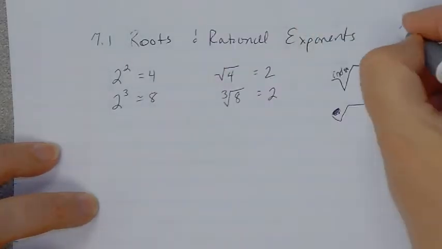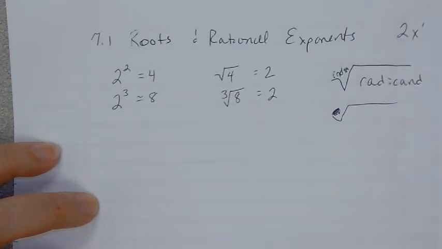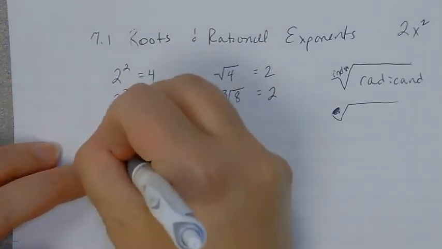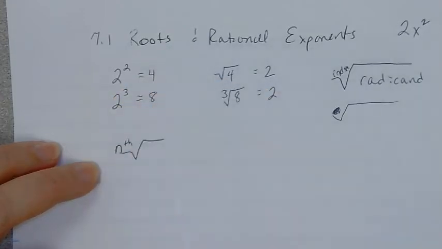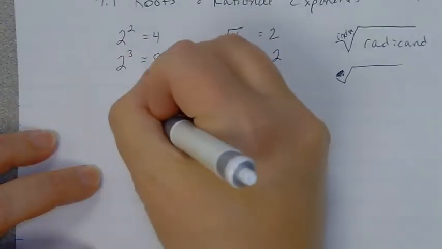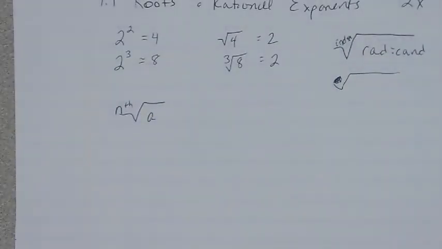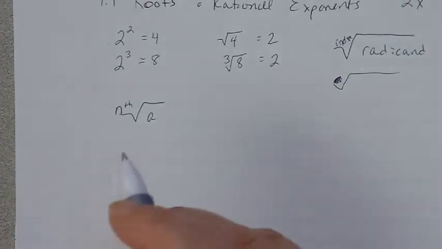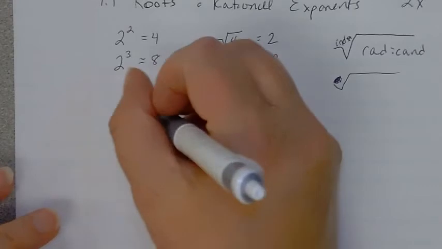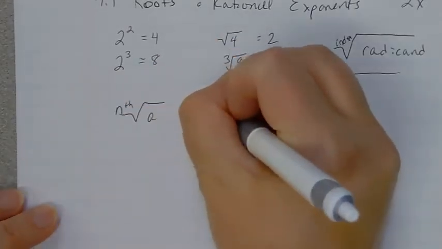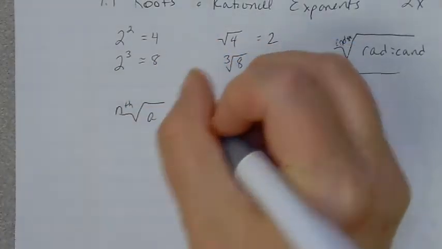Kind of like if I had 2x, I know that's 2x to the first. It's an understood 1, unless I put a different number there. So what we're going to talk about in this unit is nth roots of numbers. So it's not always going to be a square root or a cube root. It could be something different. And so an nth root is the same thing as having that radicand as the base to a fractional exponent.